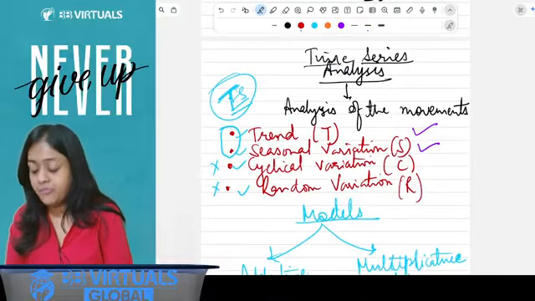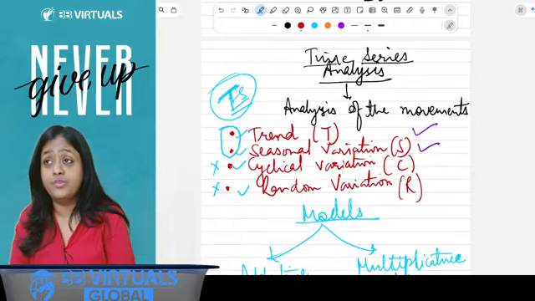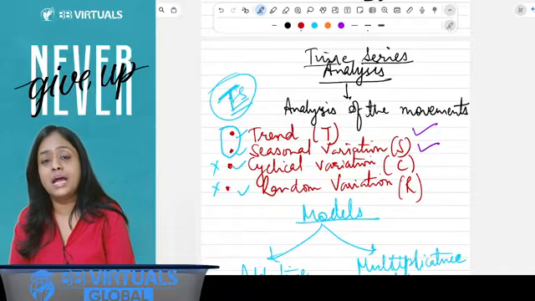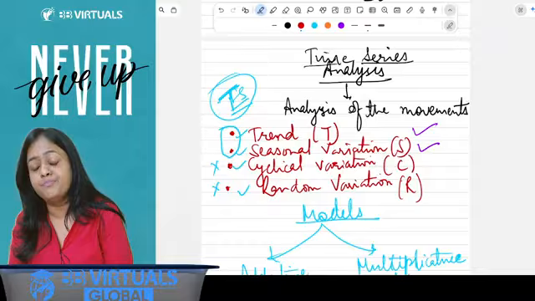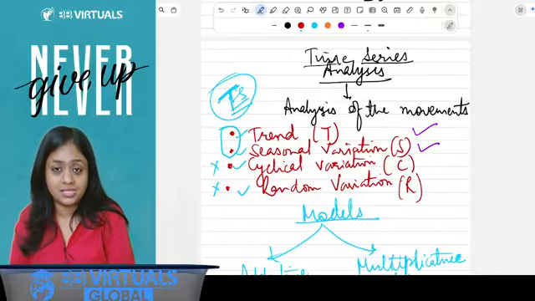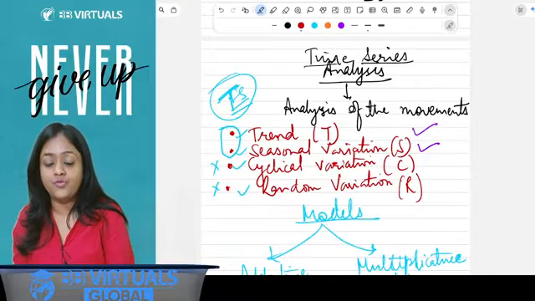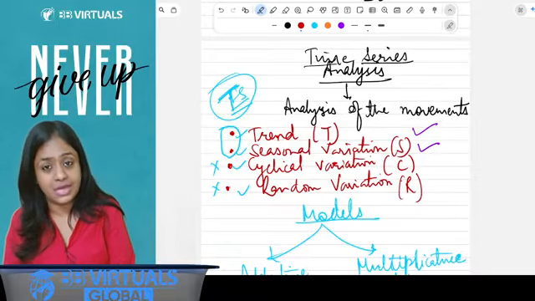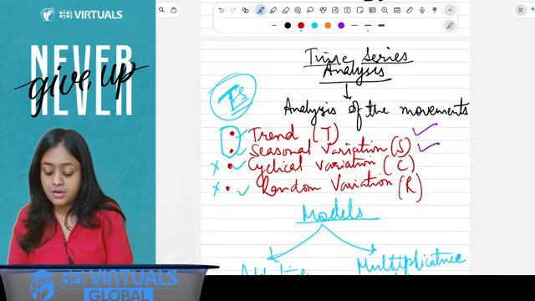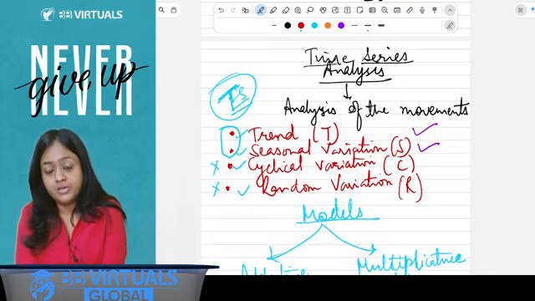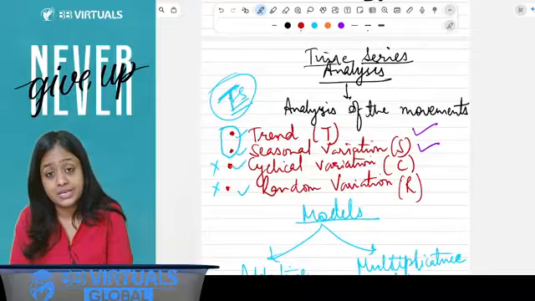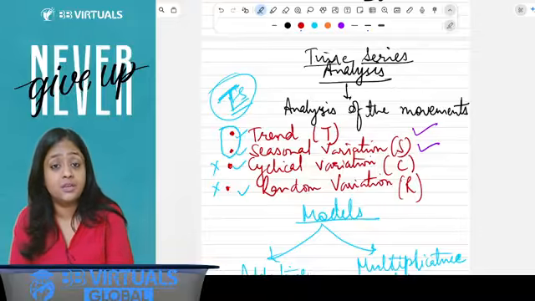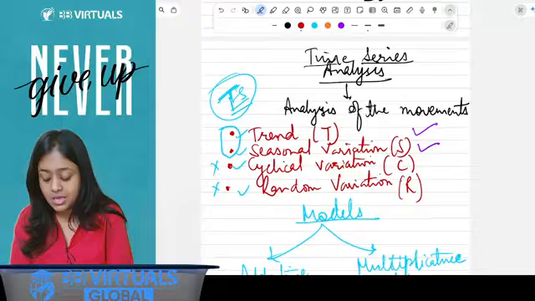Okay, now I'll take up one of the very important topics here, time series analysis. That simply is a tool to do forecasting. So how accurately can we do forecast? Time series is all about that. Here we do the analysis of the movements and we consider factors like trends, seasonal variations, cyclical variations and random variations.